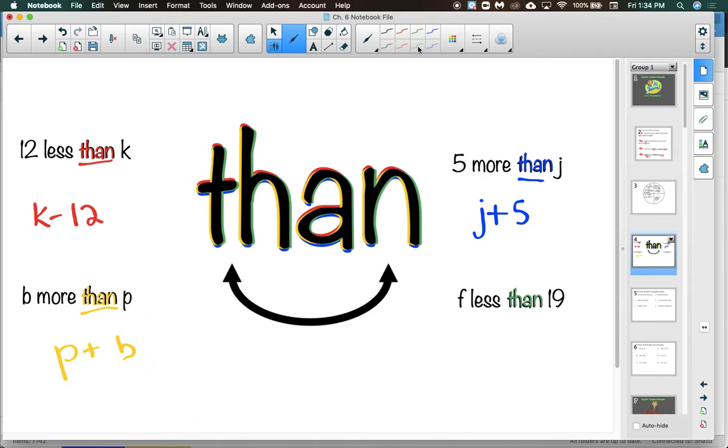And last but not least, F less than 19. That means we are starting with the 19 and we're taking F away from it. Okay, very important words there. Make sure you know that than is super important. It is our turnaround word. It flip-flops the order and puts that first number or first term at the end.